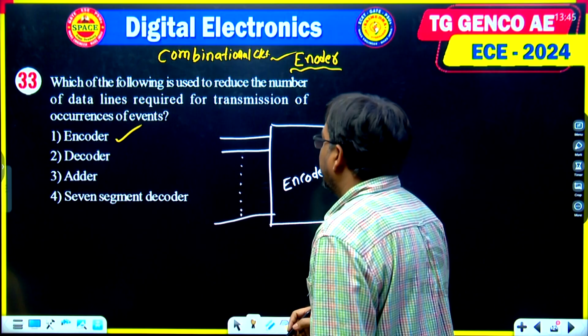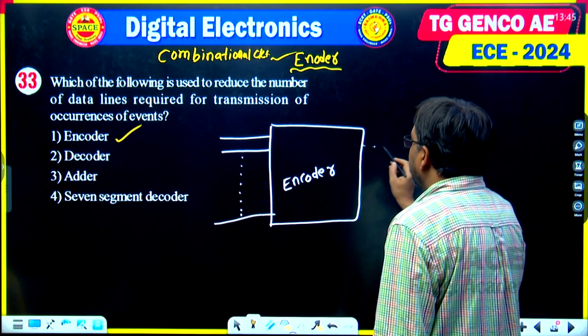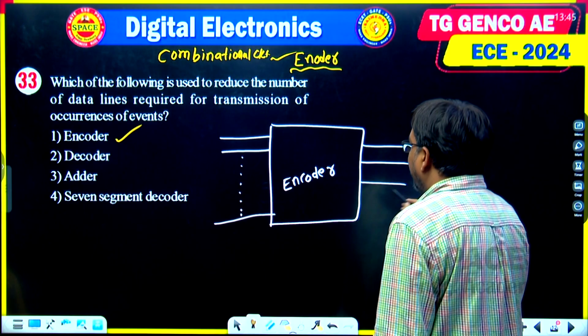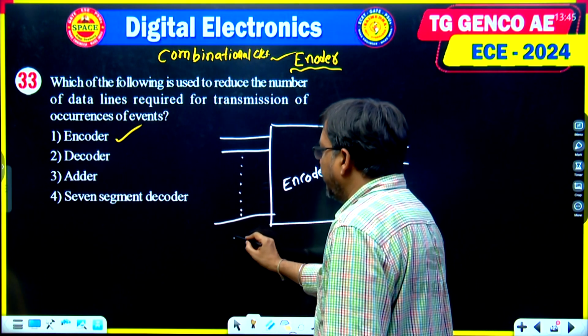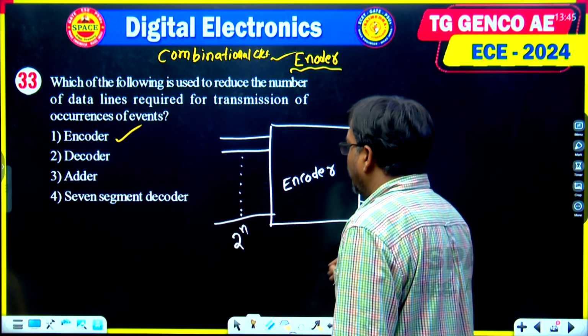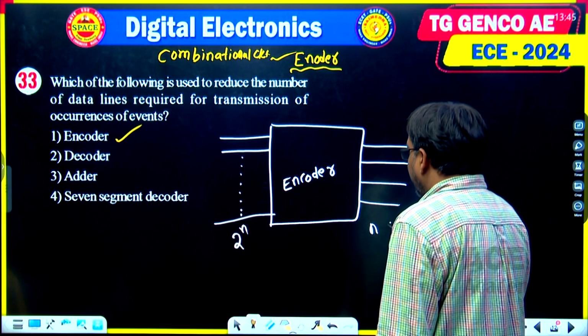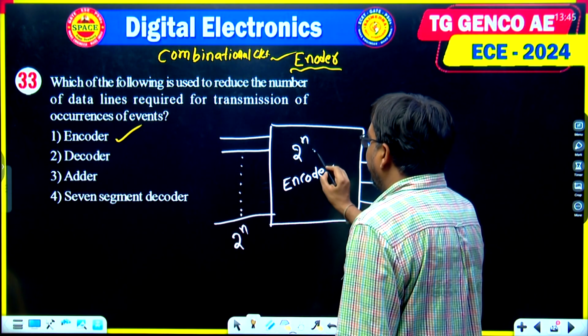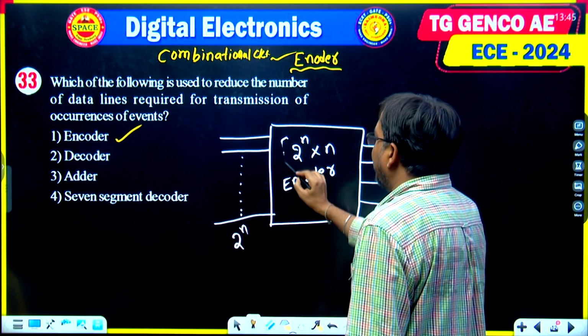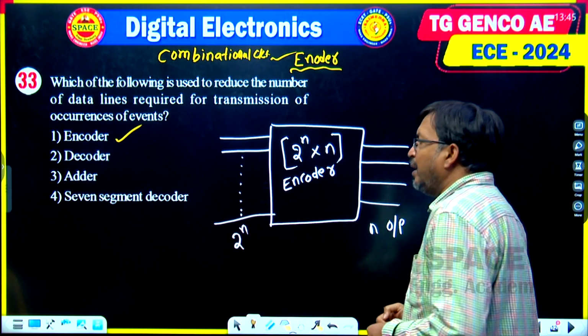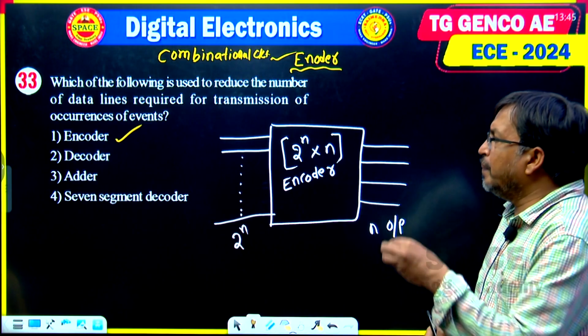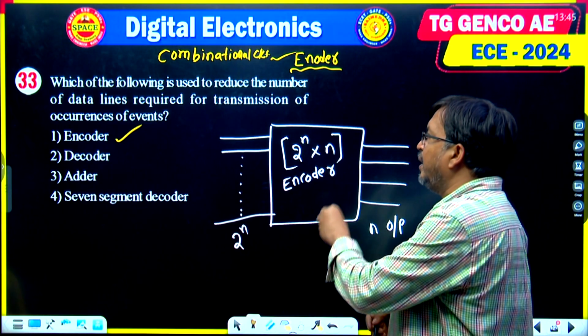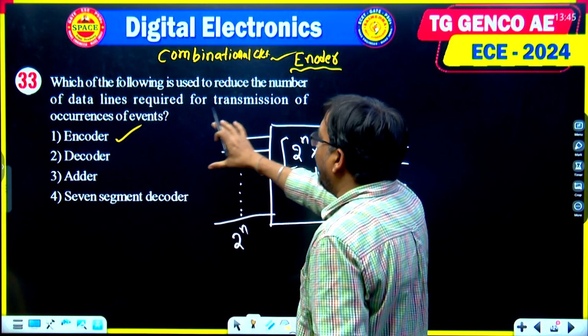parallel data into serial data. That's why on the input side there are more inputs, 2 power n inputs, and on the output side fewer outputs, n outputs. That's why we write 2 power n divided by n. The size of the encoder is 2 power n by n. So the main function of the encoder is to reduce the number of data lines.